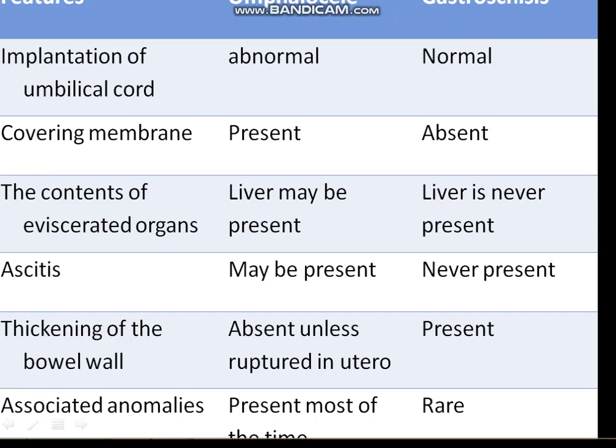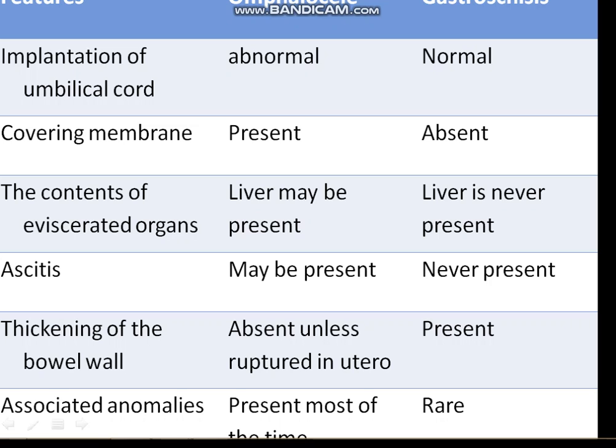Thickening of the bowel wall is absent in omphalocele unless it is ruptured, but it is present in gastroschisis. Associated anomalies are present in omphalocele while it is rare in gastroschisis. So these are the differences between gastroschisis and omphalocele.